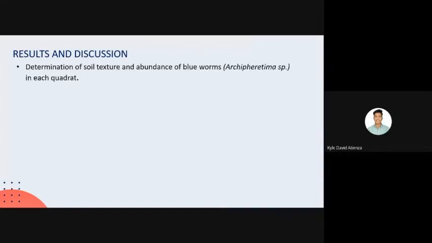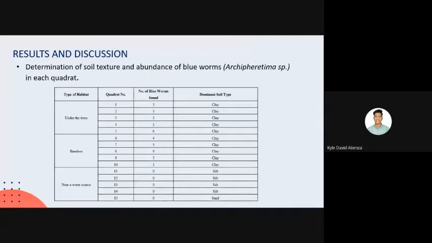For the determination of soil texture and abundance of blue worms in each quadrat, for the under the trees habitat, 18 blue worms were found with lengths ranging from 2.5 to 14 inches. For the bamboo habitat, 22 blue worms were found with 1.5 to 16 inches in length, and in the near a water source habitat, there were no blue worms found.